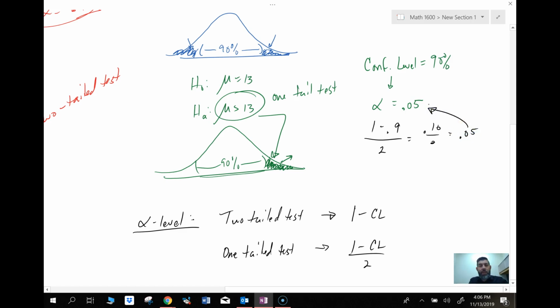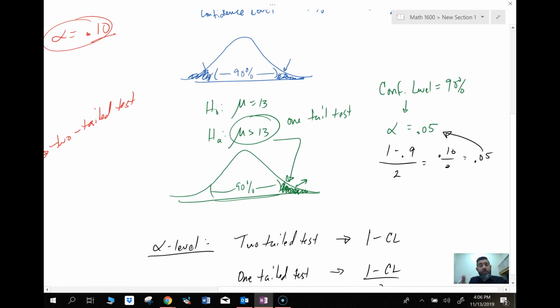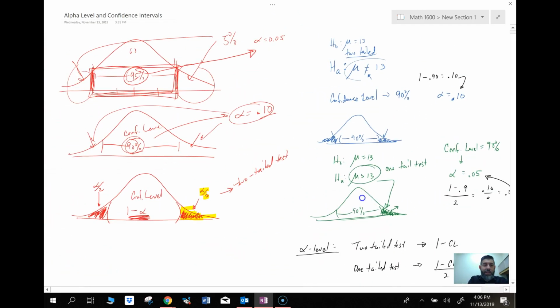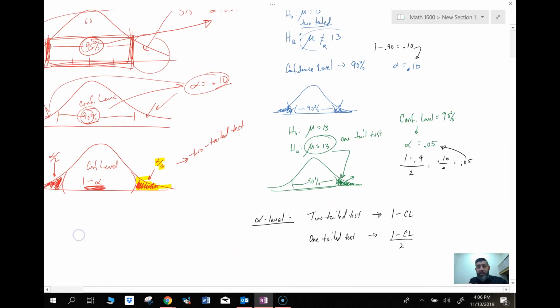So, how do you find the corresponding alpha level based on your confidence level? There you go. That's how you do it. So, there you go, guys. That's alpha levels and confidence intervals.